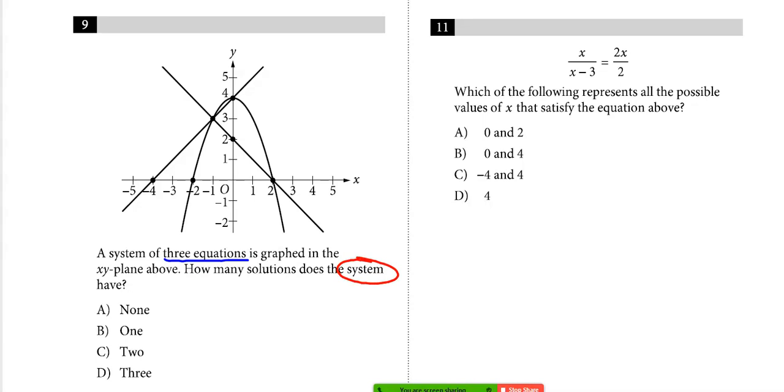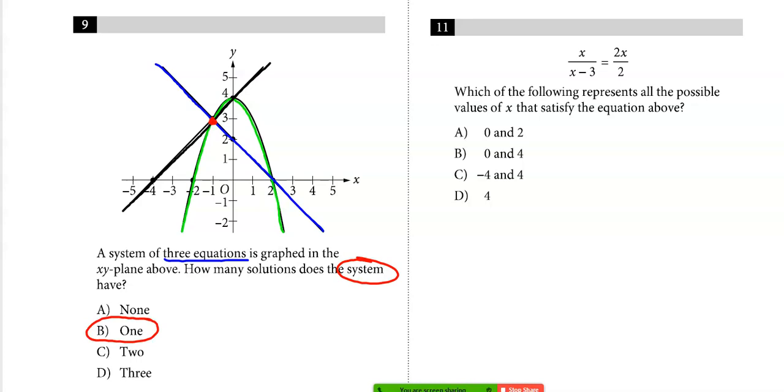Well, there's only one ordered pair up here that works for all 3, and that's that dot right there, because that dot is on this curve, that dot is on this line, and that dot is on this line. So that red dot is the only XY combination that made everybody work. So there's one solution to this system.